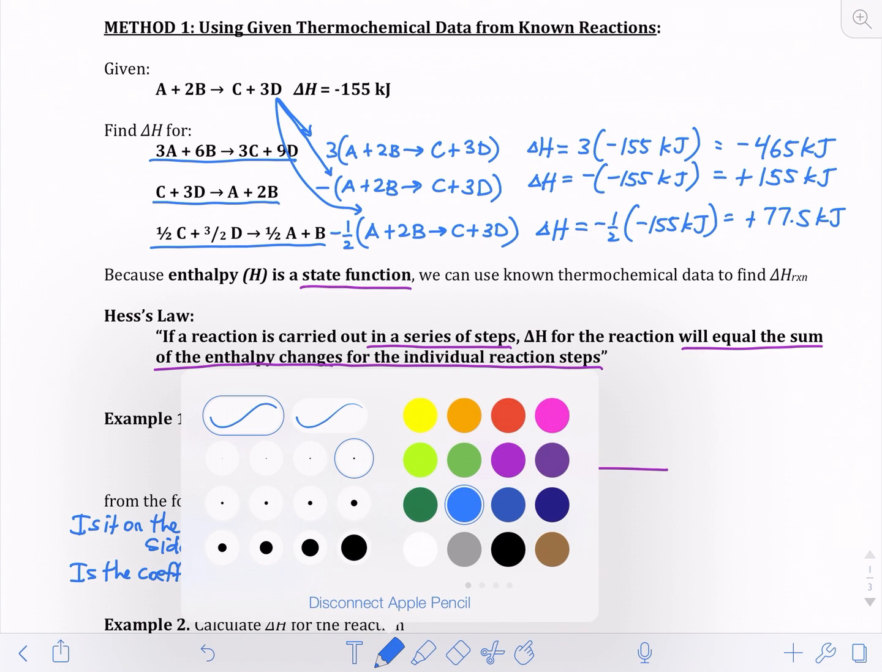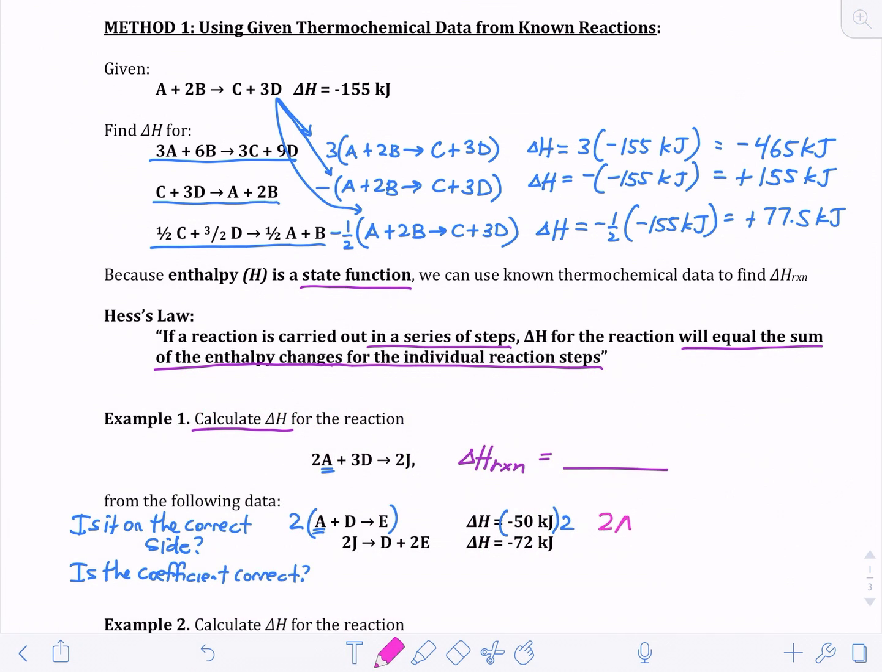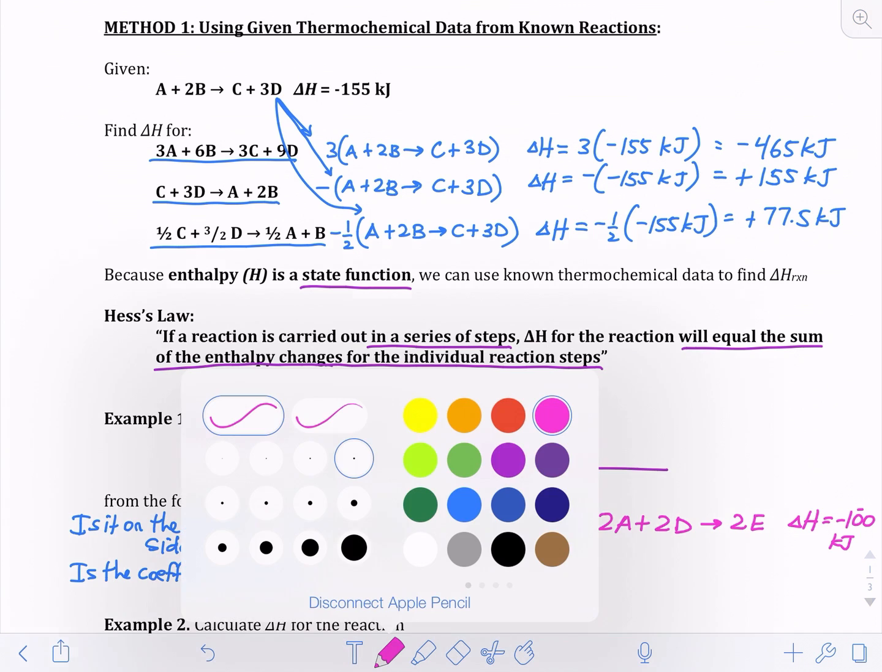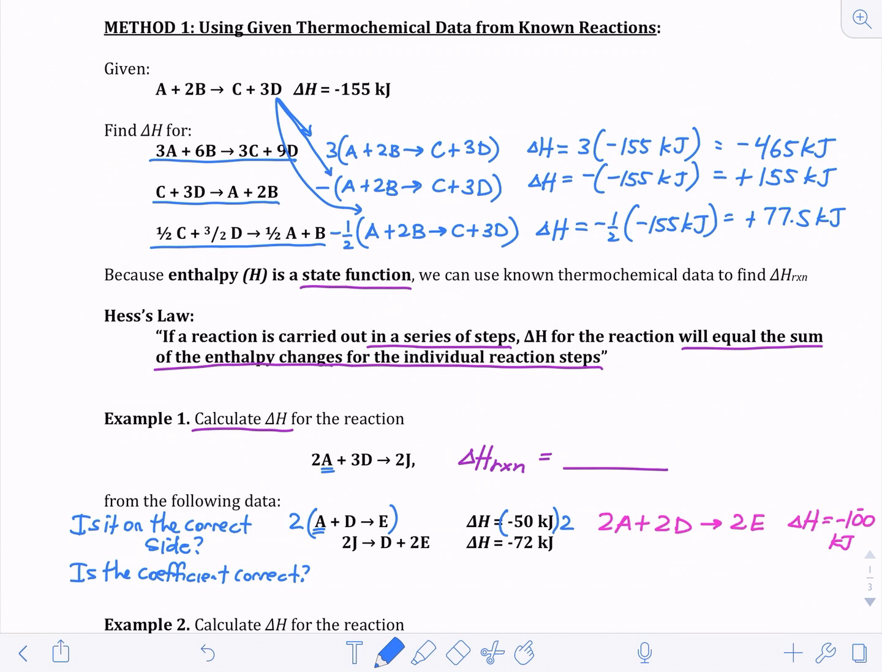I'm going to go ahead and rewrite that equation. 2A plus 2D goes to 2E. Delta H equals negative 100 kilojoules. And I'm going to put a line over that tens place so we know that's a significant 0. All right. So we've doubled it, doubles the delta H. That's what we've done with the A component. So now we look for D, and interestingly enough, I find D in both. I'm going to ignore D, and that's important because we're not going to deal with D in both right now.